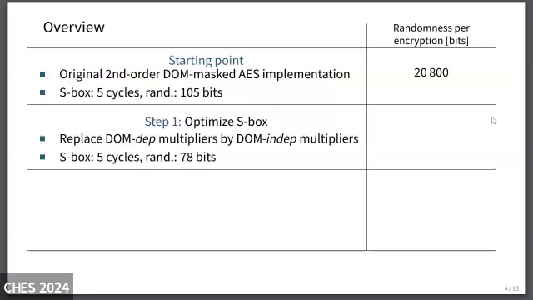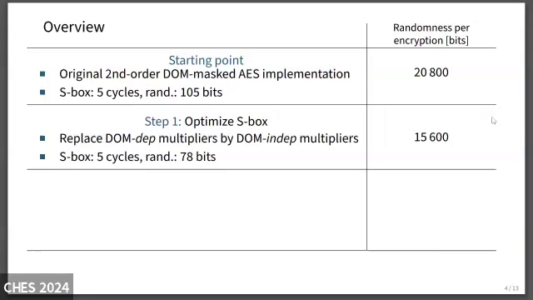The first step we did to optimize this was to optimize the SBox. So we focused on the SBox specifically and thought about how we can reduce the randomness while keeping the latency at the 5 cycles. And what we did there was to throw out the DOM-DEP multipliers because they are very costly and replace them by DOM-INDEP multipliers. I will give you details soon about that. And by that, you can have a design that requires 50K random bits per encryption.